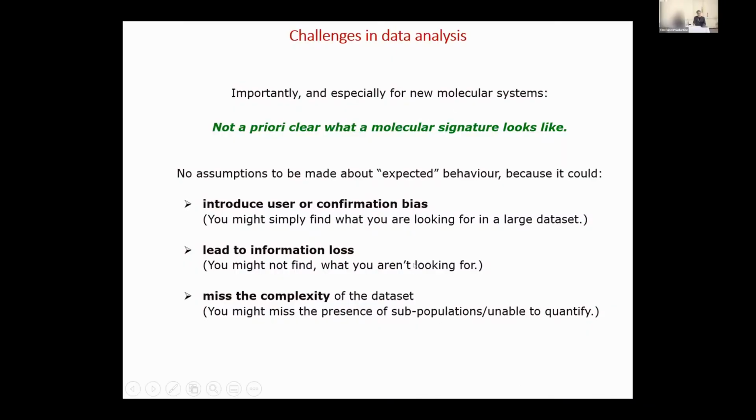Especially for new molecular systems, it is not entirely clear what sort of feature we would expect in the data. And it's not even advisable, perhaps, to make any assumption there, because the expected behavior might create user or confirmation bias, because in a large variable data set, you might just find what you're looking for. It could also lead to information loss, because you might not find what you aren't looking for, and you miss the complexity of the data set. So you might miss the presence of subpopulations, and you might be unable to quantify them if you just use conventional approaches like 2D histograms.